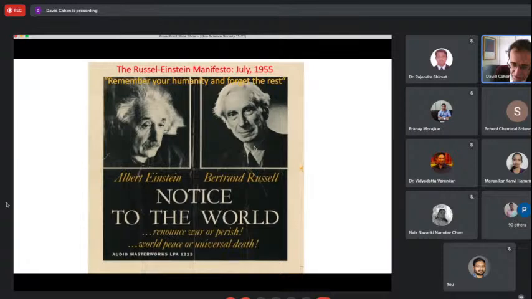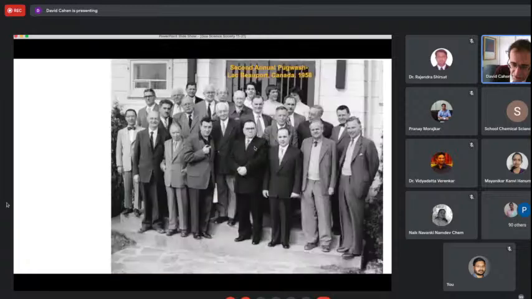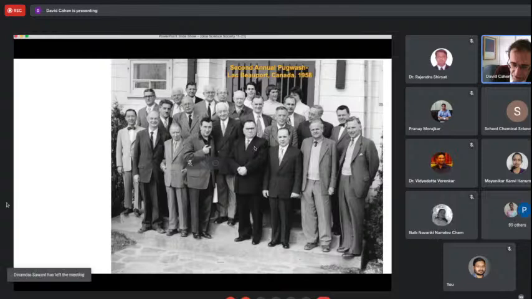Pugwash conferences, funded by a Canadian millionaire originally, brought together at the height of the Cold War scientists from the West and the East, from China, Russia, Europe, and the United States.